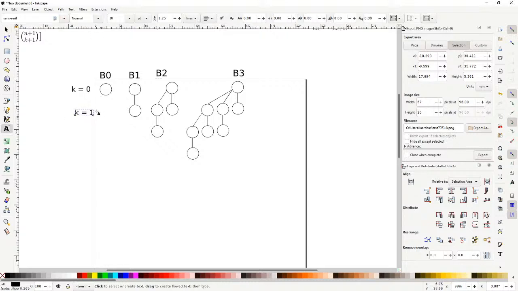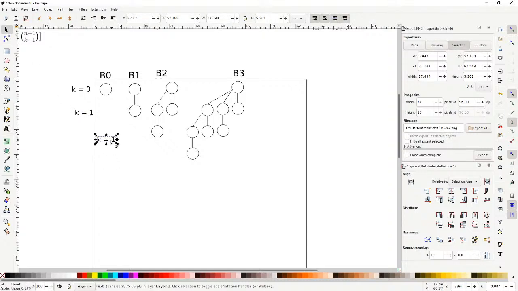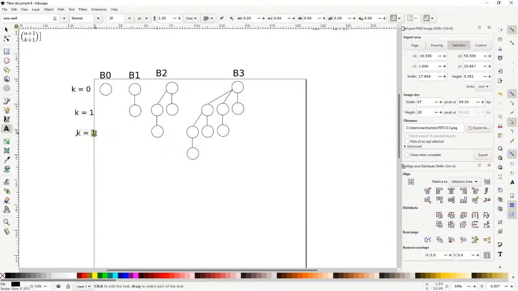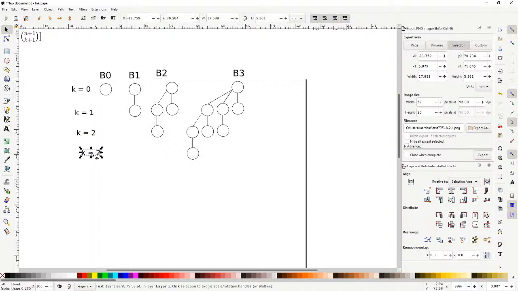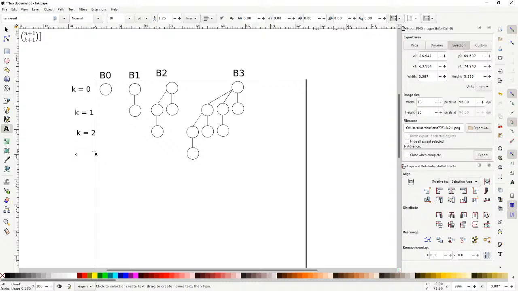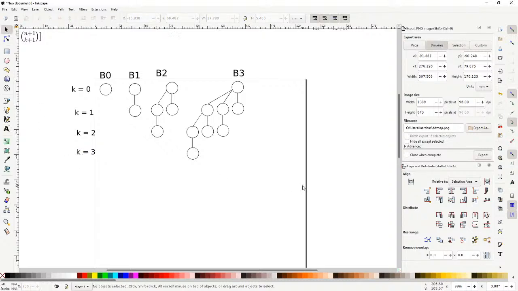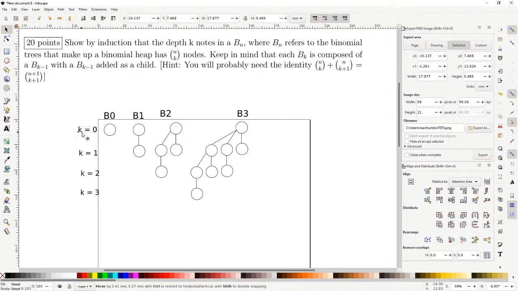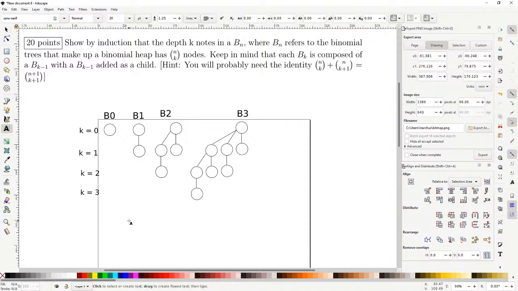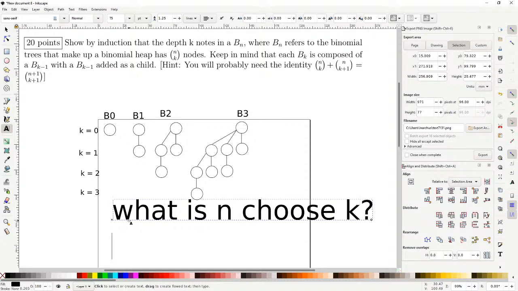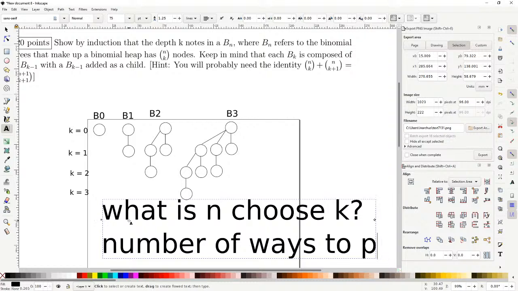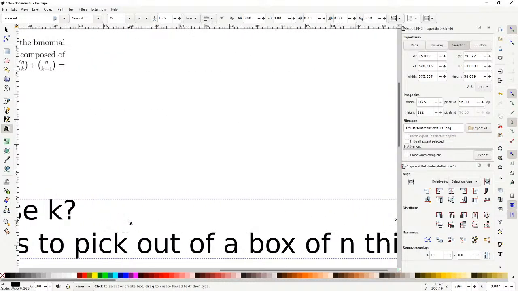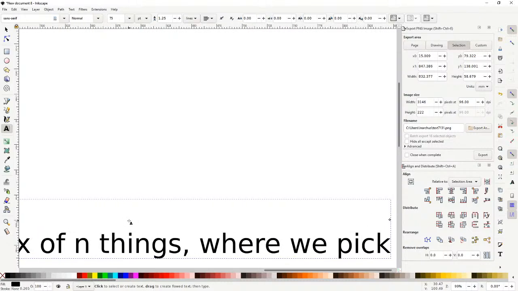And then we have another one, which is here, which is level k equals 2. And then finally we have another one, which is k equals 3. So I wanted you to prove that the number of nodes at the k level in a Bn is n choose k. And so let me show you why that's true. So what is n choose k, right? What is n choose k? It's the number of ways to pick out of a box of n things where we pick k things.